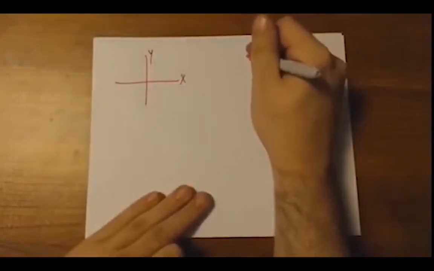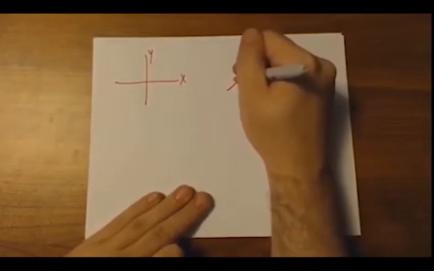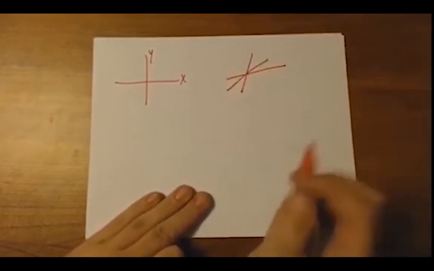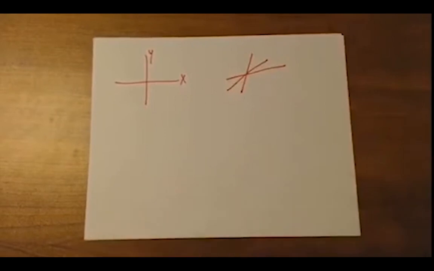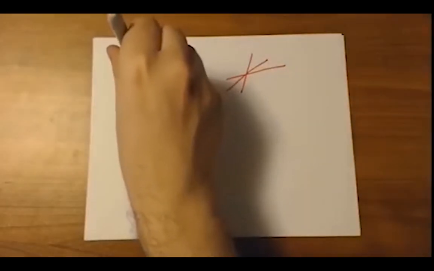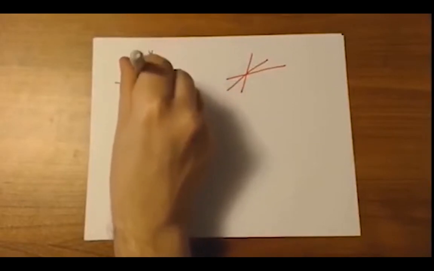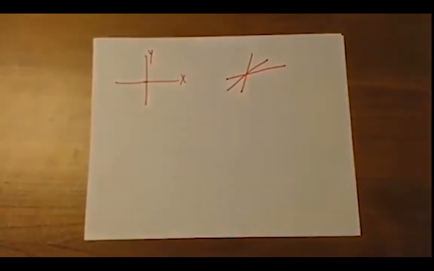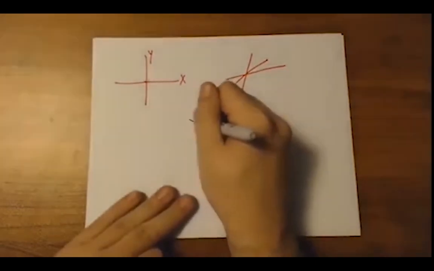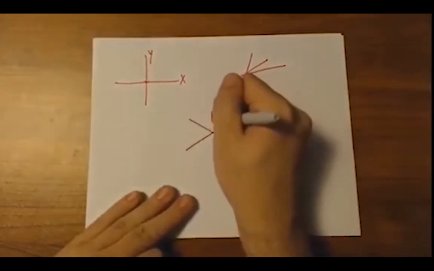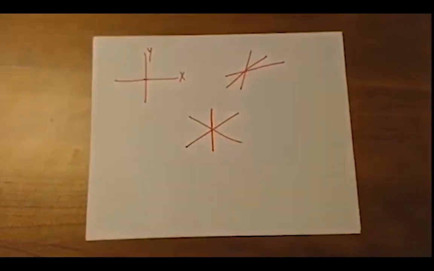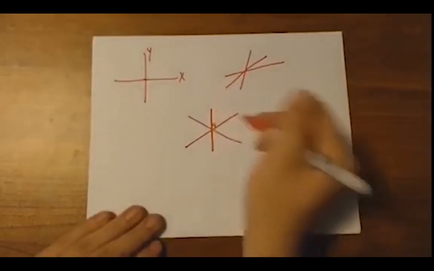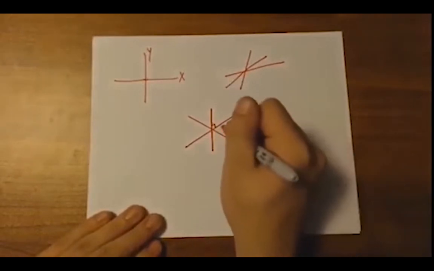Let me tilt this. It's coming out at you. It's going straight through. Or maybe picture it like this. There's a third one coming straight down through it. These are all right angles.